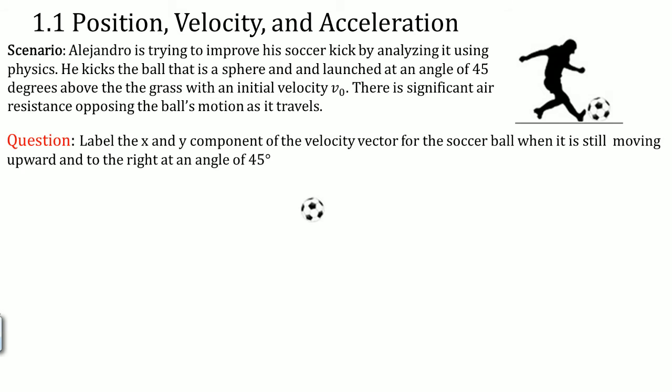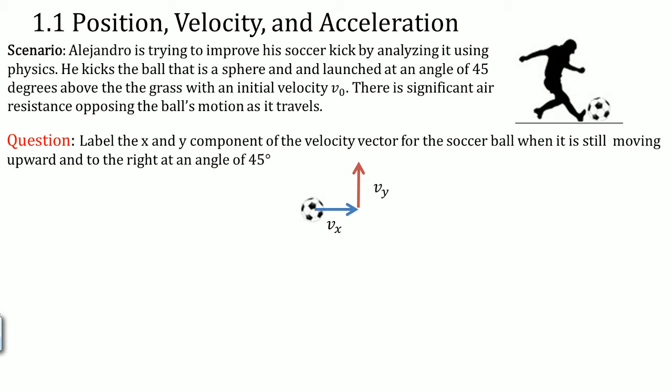Question: label the x and y component of the velocity vector for the soccer ball when it is still moving upwards and to the right at an angle of 45 degrees. There needs to be a vector to the right, which is Vx, demonstrating that it is moving to the right. Then there needs to be a velocity vector, Vy, pointing upwards to demonstrate that it is going upwards.